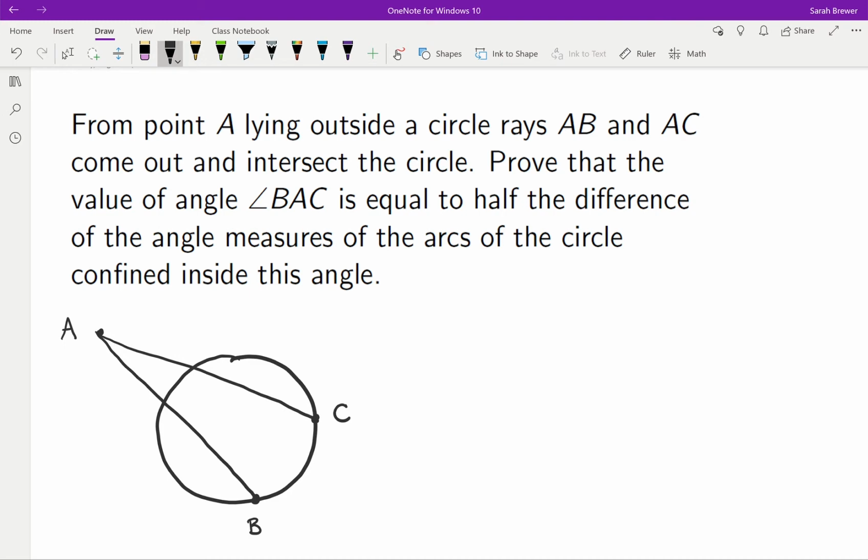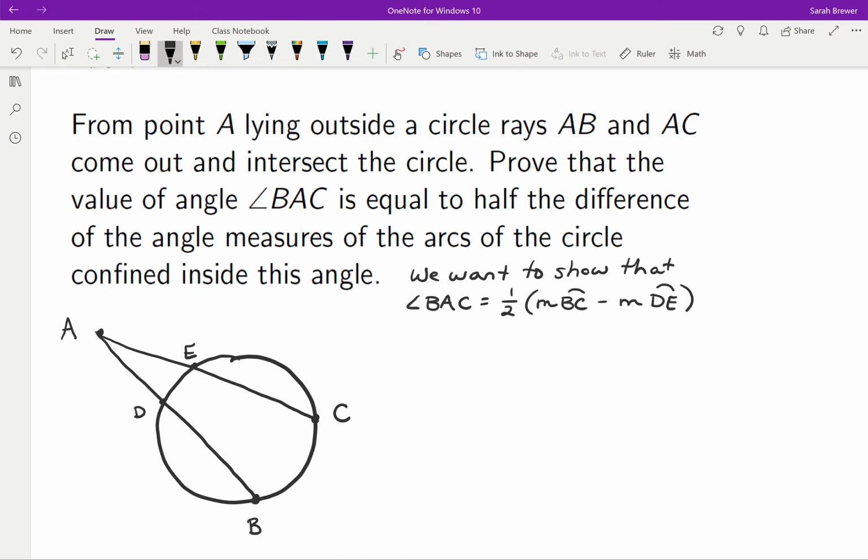That intersect the circle. And we want to prove that the measure of this angle, angle BAC, is equal to half the difference of the angle measures of the arcs of the circle confined inside this angle. So let's give these 2 points some labels also so that we can state what it is we're trying to prove. So we want to show that angle BAC is equal to half the measure of arc BC minus the measure of arc DE.